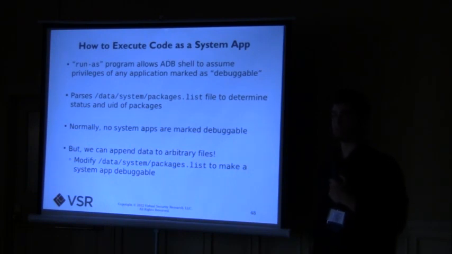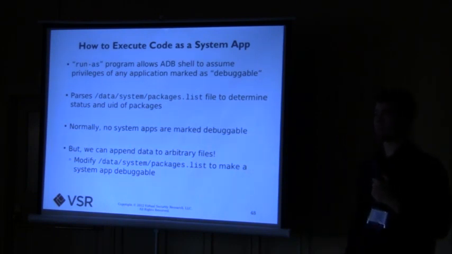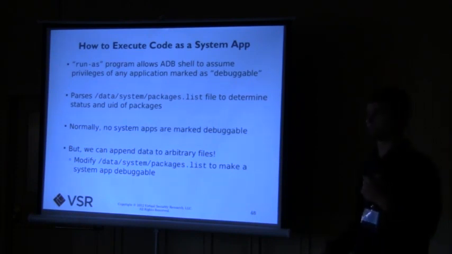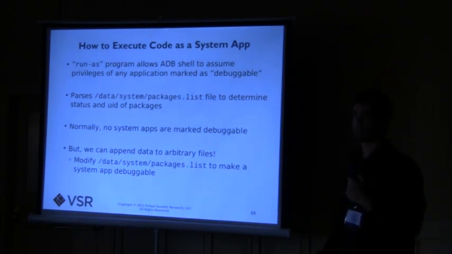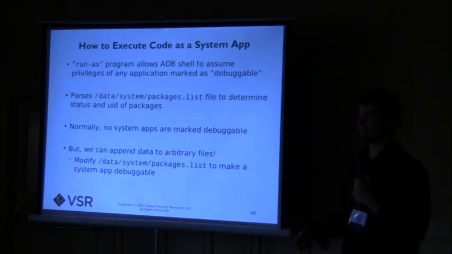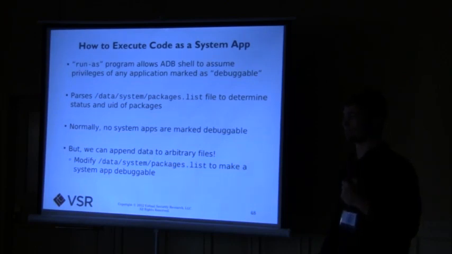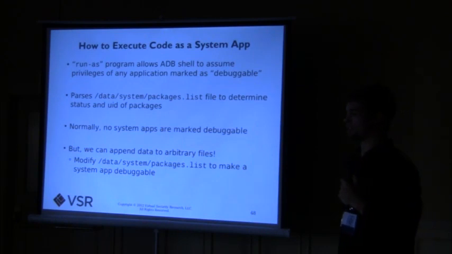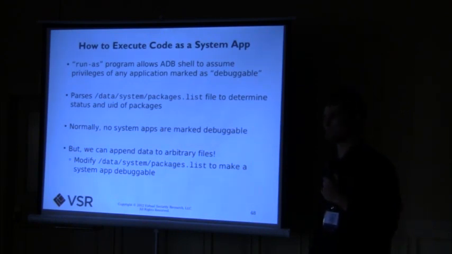There's a program on Android called run-as that allows the ADB shell to assume the privileges of any application that's marked as debuggable. And the way it determines this is it parses this packages.list file to check the status and UID of the package and see if it's marked as debuggable. And normally, no system application would ever be marked as debuggable. But because we have this logging vulnerability, we can actually append data to arbitrary files, so we can modify this packages.list file to make a system app debuggable.